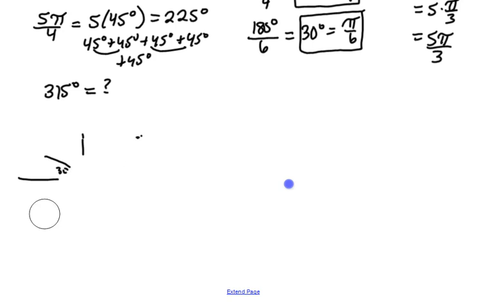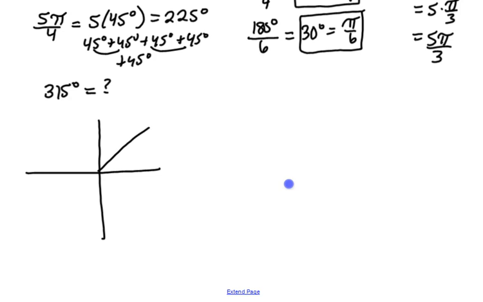Actually, I'm going to start with the 45s because I think that's easier. So here's my 45 degree. Sorry for making you erase your notes. 45 is pi over 4. Now, if I went another 45 degrees, that would be 2 pi over 4. But 2 pi over 4 here is pi over 2. We already know that's 90.